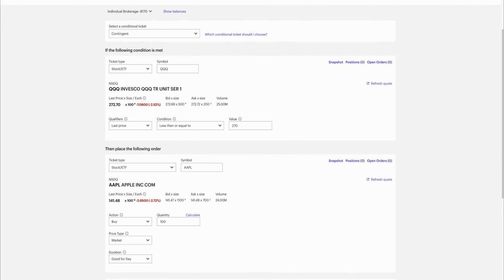Moving forward, you have the conditional order, which, as you can understand, will happen if something else happens first. For example, if the QQQ's price is less or equal to $270, then go ahead and buy 100 Apple shares at current market price. Usually you want to do that with correlated companies, or what I did above is I combined the QQQs, which is a reflection of the 100 top Nasdaq stocks, which Apple is part of, and usually when one declines, the other follows.